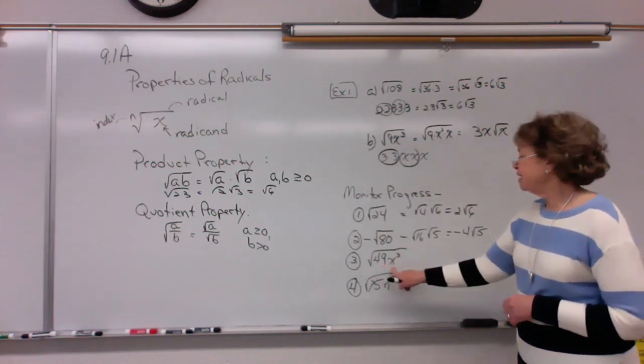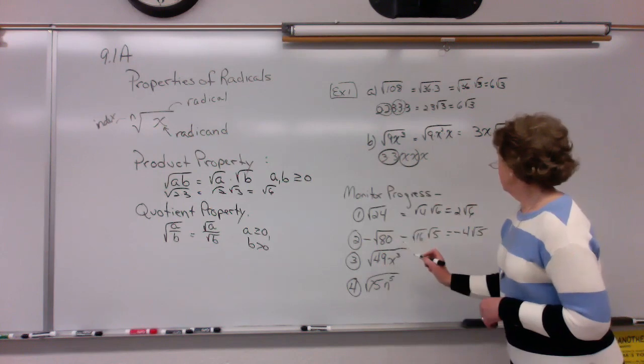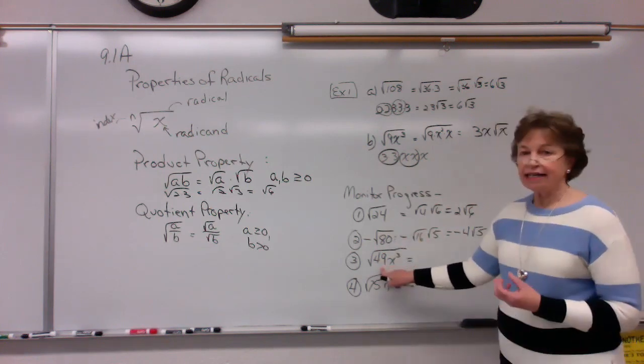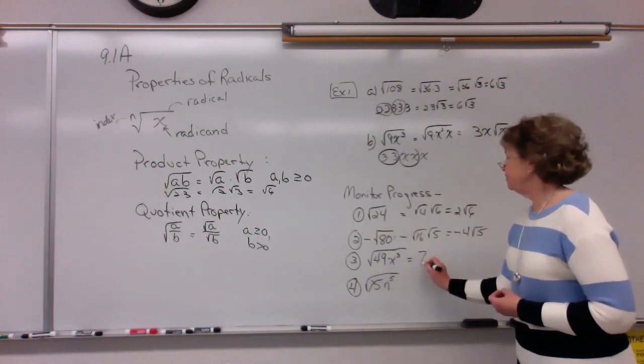If I'm looking at the square root of 49x cubed, and I'm thinking of those perfect square factors, 49 is a perfect square, so I know that's going to be 7.